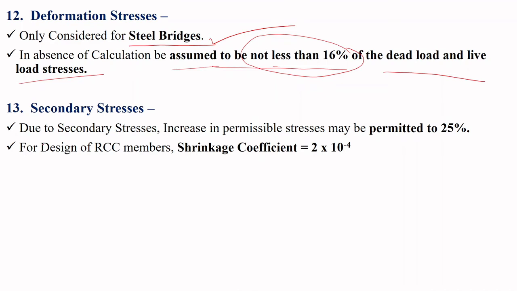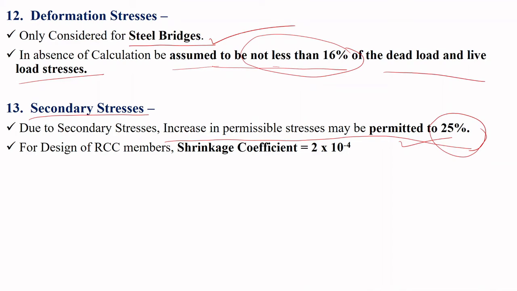Now next is the secondary stresses. In secondary stresses, an increase in the permissible stresses may be permitted up to 25%. Due to secondary stresses, what additional stresses? These are the additional stresses. Due to them, the actual stresses get increased, or we can say the permissible stress gets increased by 25%. We permit it up to 25%.